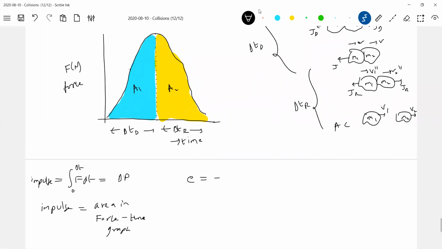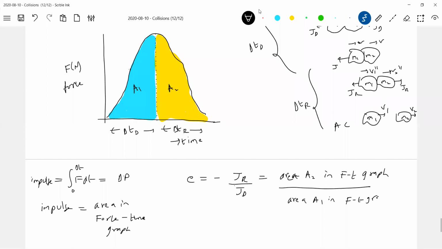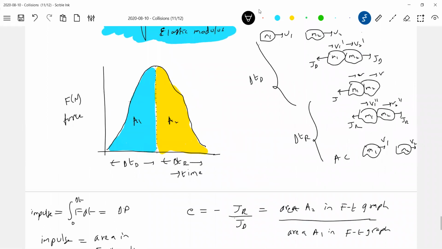What is the definition of impulse? Area. The impulse of reformation by the impulse of deformation. What is the impulse of reformation here? The area under the F-T graph. So shall I directly go for area A2 in the F-T graph and area A1 in the F-T graph? If these two areas are equal, what does it mean? What type of collision?